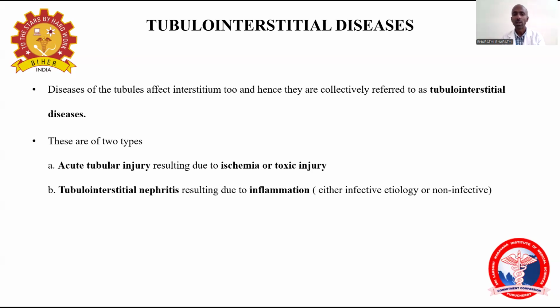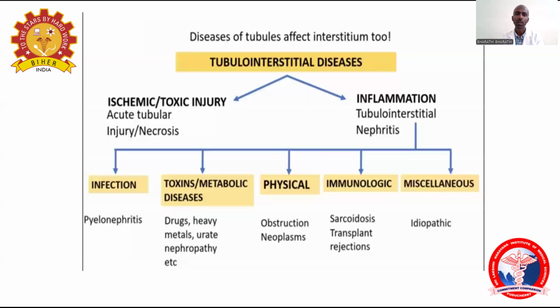These are of two types. One is acute tubular injury, which results due to either ischemia or toxic injuries. The next one is tubulointerstitial nephritis, which results due to inflammation. Itis, nephritis, means there is some kind of inflammation in the nephron. And here, the tubulointerstitial nephritis is due to inflammation from an infective etiology or a non-infective etiology. We'll see that in detail.